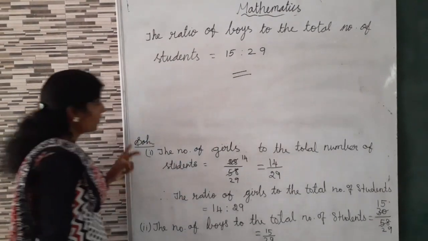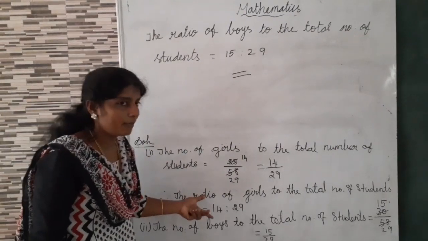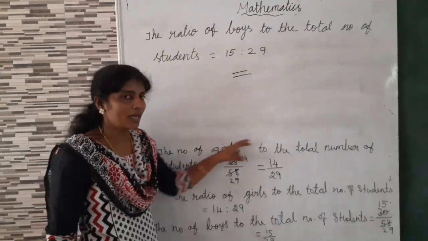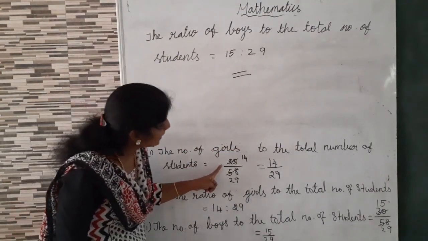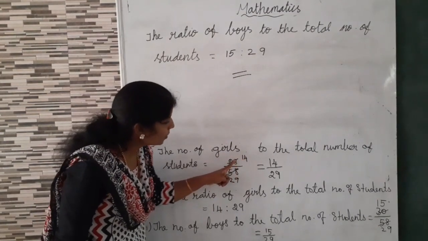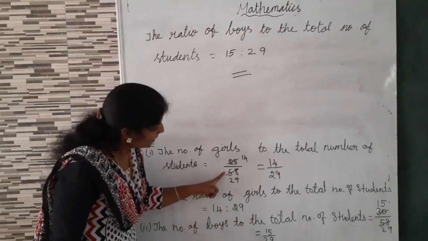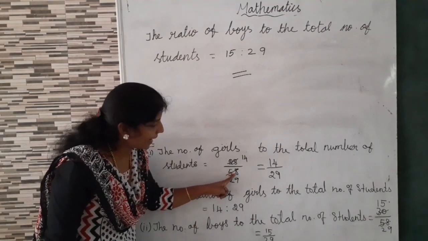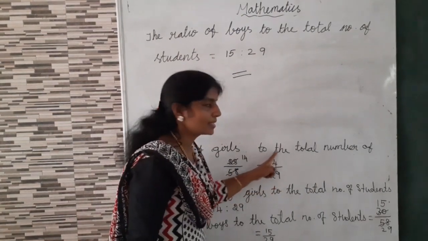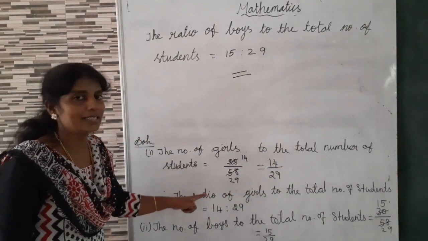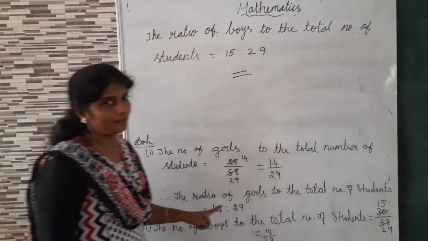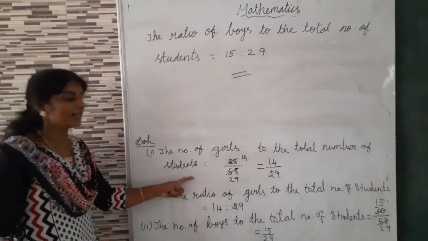Are you clear? First, we want to write in ratio form, means now we can write in fraction form. Number of girls to the total number of students. Now we can simplify using 2 table. 1 2 is 2, 4 2s are 8. 2 2s are 4, 1 balance 18, 9 2s are 18. So we got 14 by 29. Now we can write in ratio form. What's the ratio? 14 is to 29. Okay, this is the ratio of girls.